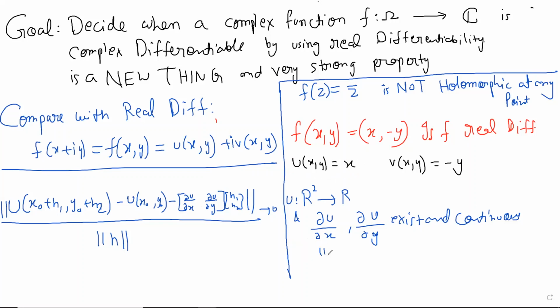Because in our case, this is equal to 1 and this is equal to 0. And obviously those two functions are constants, so they are continuous. And so this is differentiable, and similarly, this will also be differentiable. And so yes, it is real differentiable.